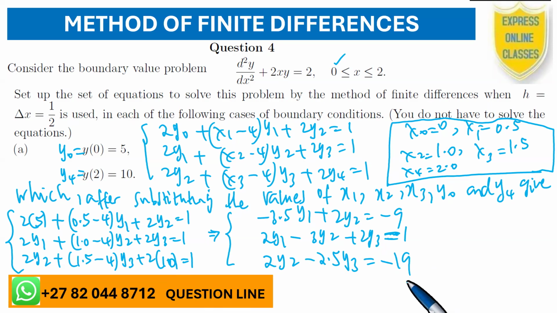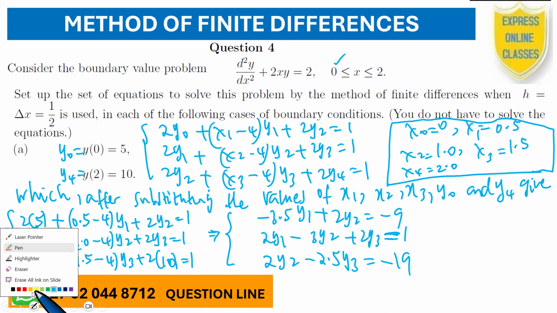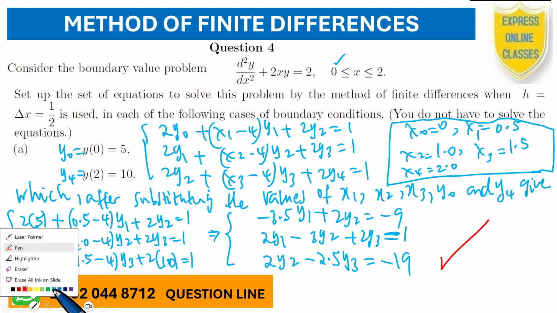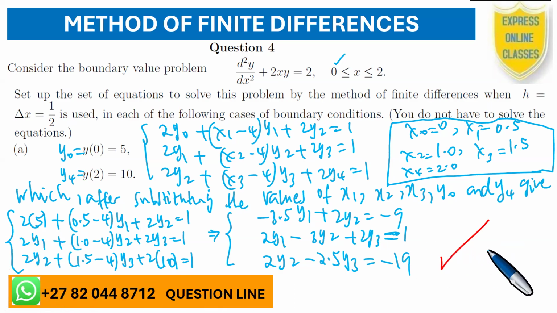So now this is the answer to this particular question. And this answer is in terms of equations. And we have found the equations that are required here to solve this problem.